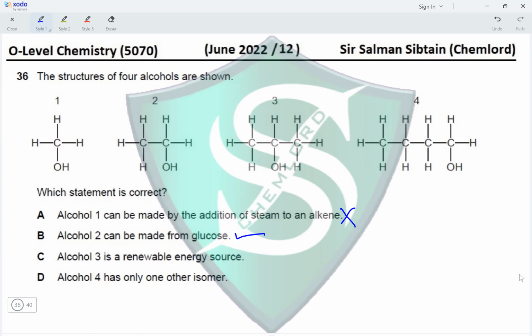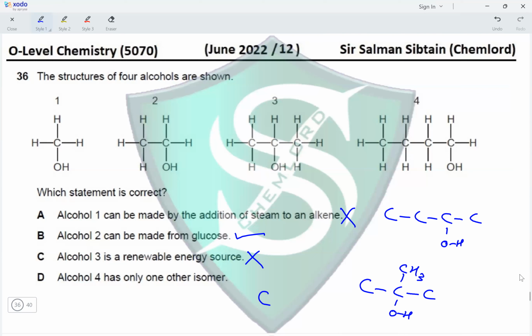C. Alcohol 3 is a renewable energy source. Propan-2-ol as a renewable energy source has not been clearly stated anywhere, so no. D. Alcohol 4 has only one other isomer. Alcohol 4 has an OH group on the first carbon atom. So an isomer can have an OH group on the second carbon atom, and we can also have the OH group on the second carbon atom and a CH3 group on the second carbon atom as well.